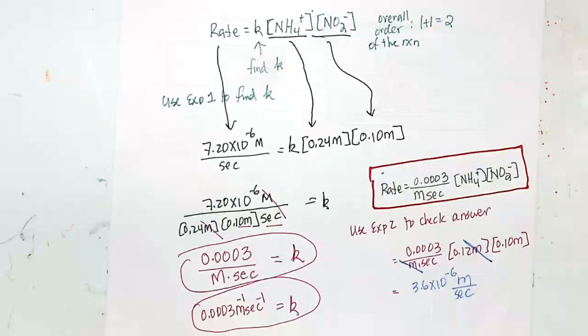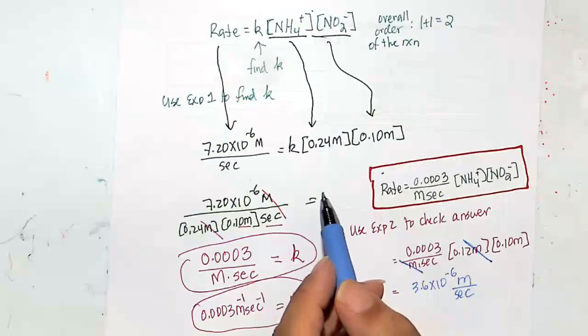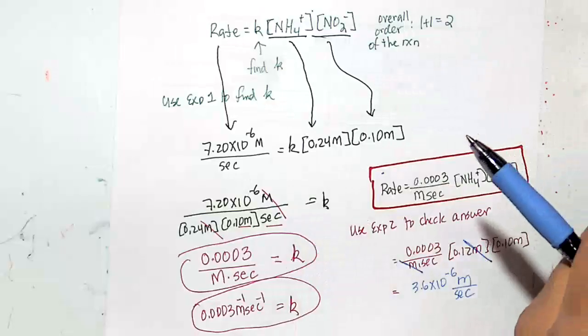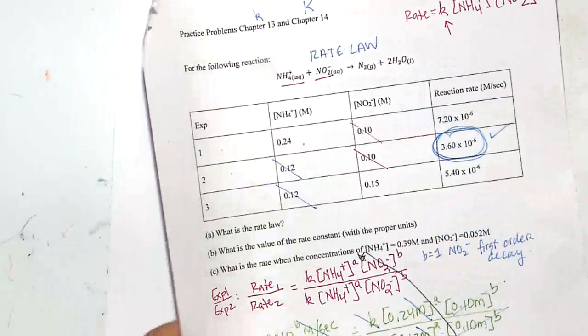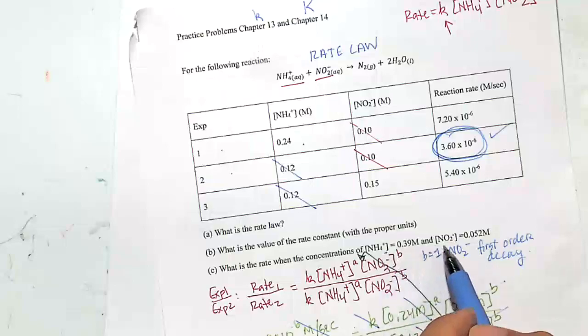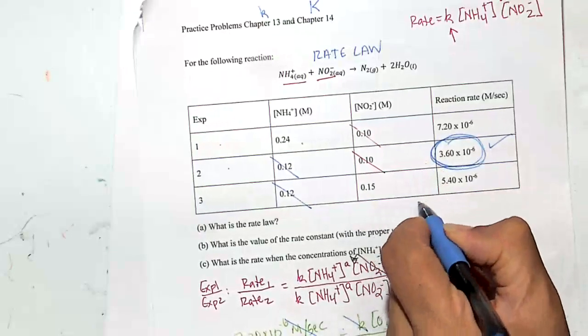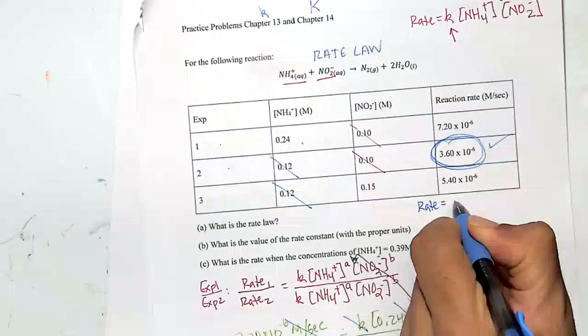All right, let's look at part C here. All right, so this is what you want to do. This is the pipeline for the test on Tuesday after spring break. So what is the rate when the concentration is 0.39 molar for ammonium ion and 0.052 molar for nitrite ion? So we got our rate law already.